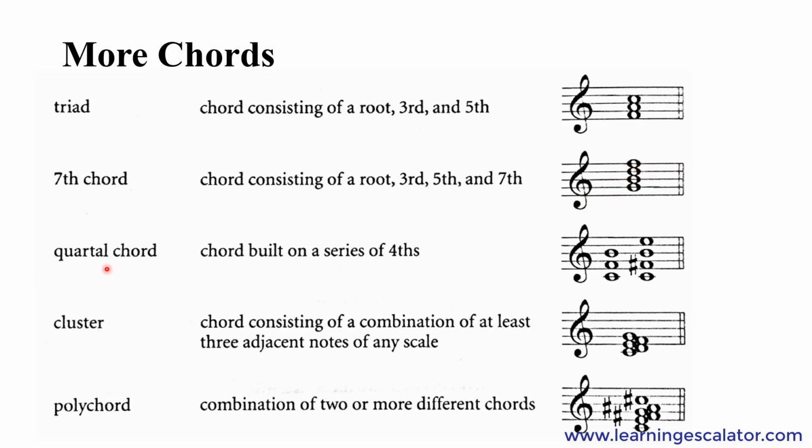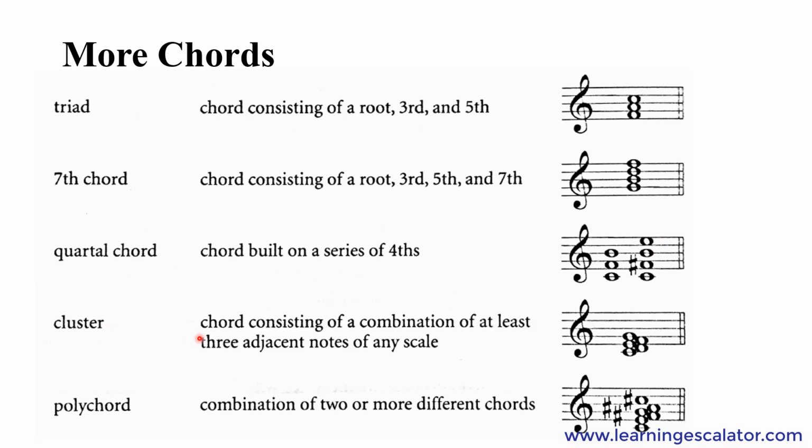A quartal chord is a chord built on a series of fourths. So C, F, and B, because C to F is a fourth, and F to B is a fourth, or it could be C to F sharp, which is a fourth, to B, which is also a fourth, to E, which is also a fourth. So that's a quartal chord.